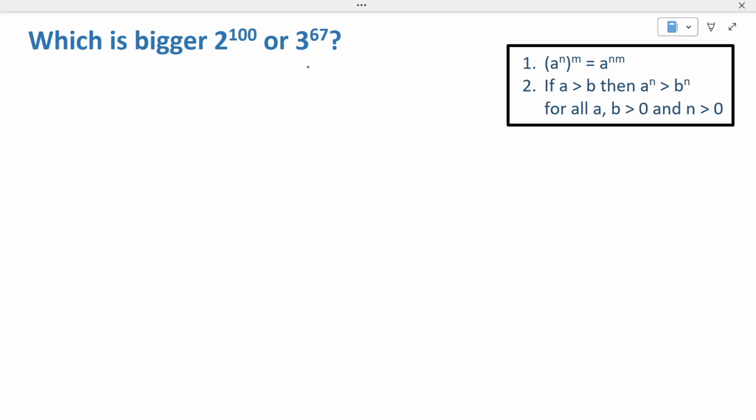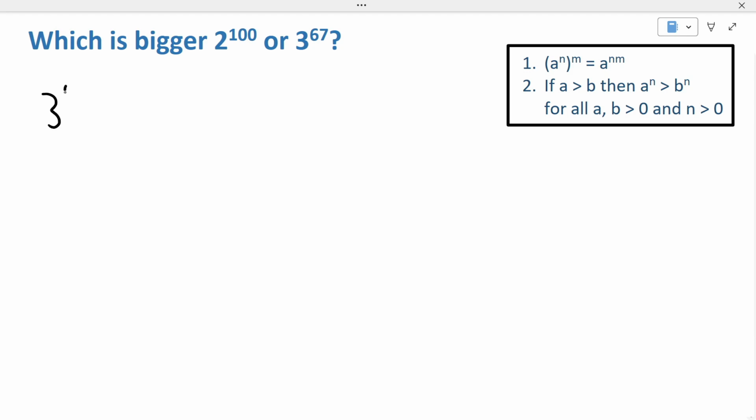If we look at the exponents, we can see that 100 in 2 to the power of 100 and 67 in 3 to the power of 67 don't have any common factors other than 1, so we can't reduce the exponents that we need to compute in both expressions using a common factor in the same way we did earlier using only integer exponents. However, we can make use of fractional exponents.